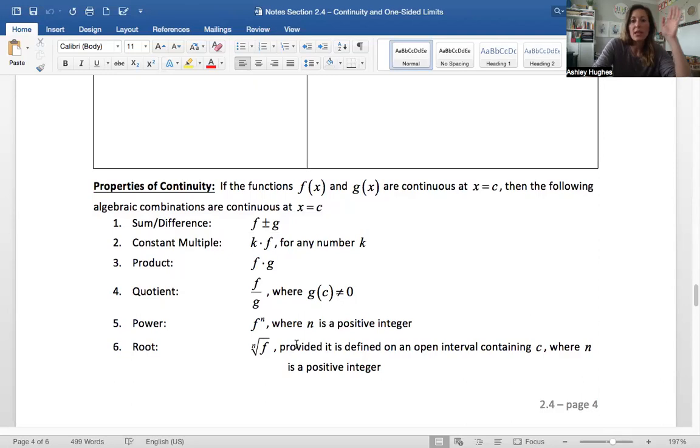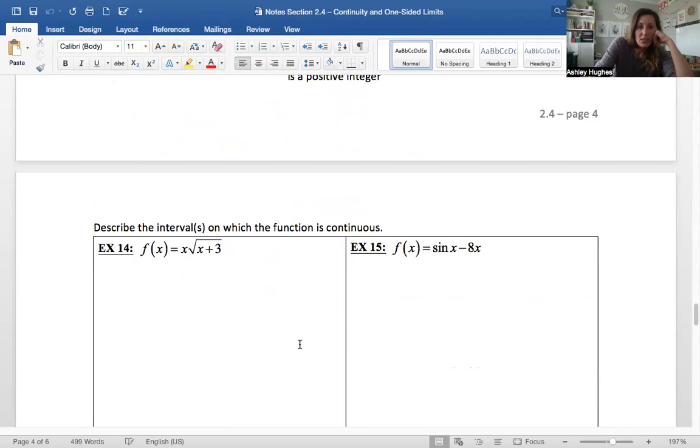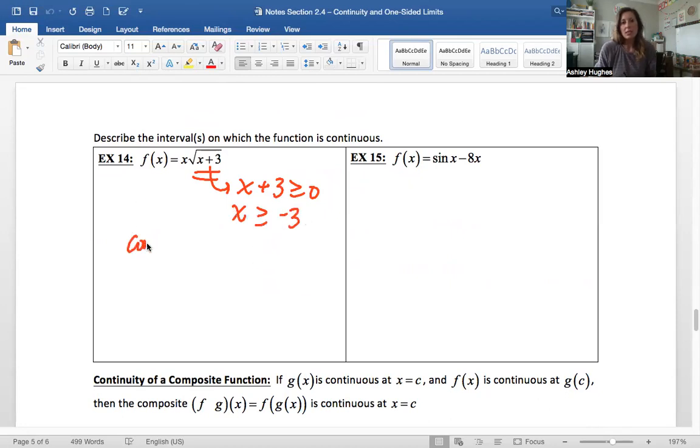This is just that you can add and subtract functions and still have continuous functions. You can multiply, you can take the product, you can divide, then all of these keep continuity. So where's this function continuous? It's continuous everywhere it exists. And it exists as long as, like I mentioned above, when there's a square root, you have to make sure the inside is greater than or equal to 0, so x is greater than or equal to -3. So this is continuous from -3 onward. That's where it exists.